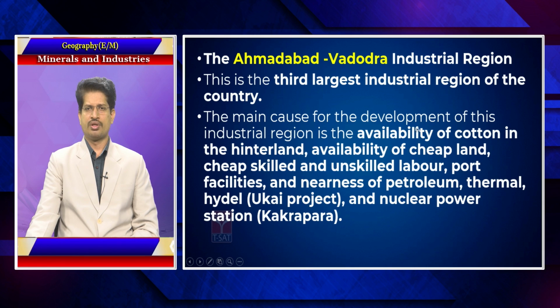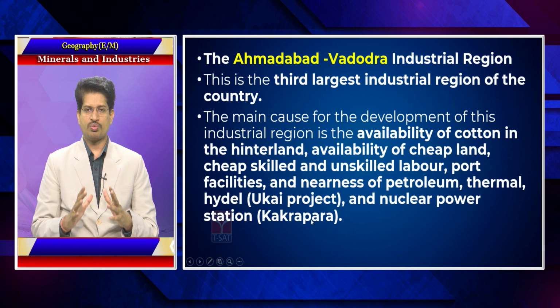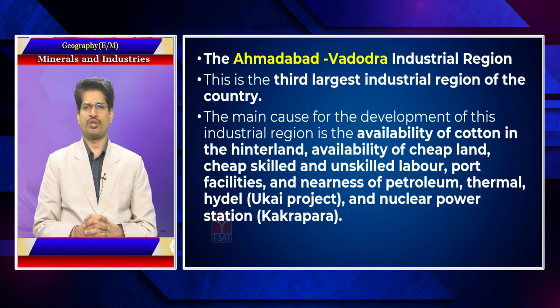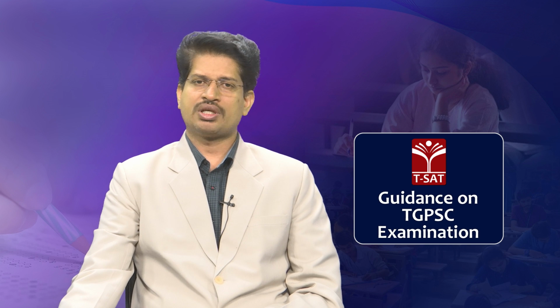The main cause of the development of this industrial region is the availability of cotton in the hinterland, availability of cheap land, cheap skilled and unskilled labor, port facility, nearness of petroleum, thermal power plants, hydel power plants. You have got nuclear power plants, Kakrapara nuclear power plant. Because of the availability of irrigation, power and raw material, and with the port, these are the different reasons for the development of this industrial region, Ahmedabad and Vadodara.